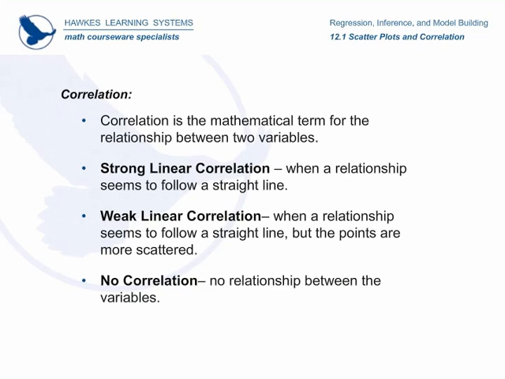So when we take a look at our two variables, our independent and our dependent variable, we want to see, is there a relationship between the two? And that is known as a co-relationship. Is it strong linear? Is it weak linear? Or is there no co-relation?